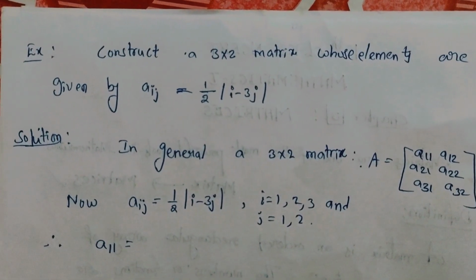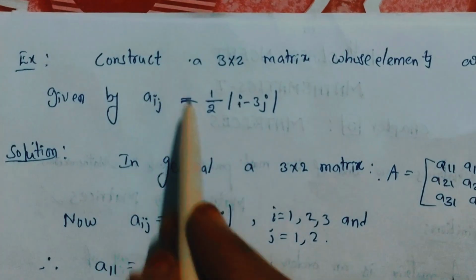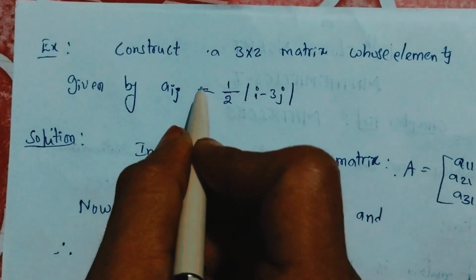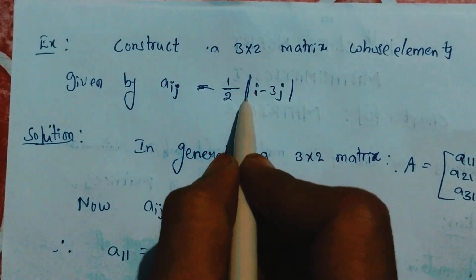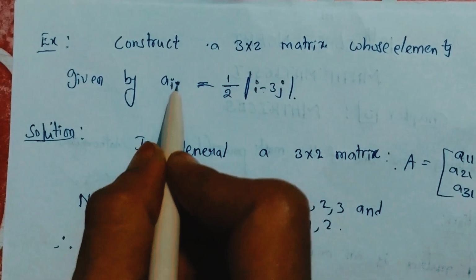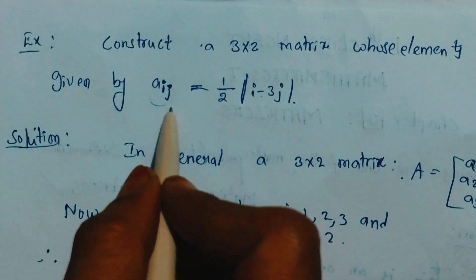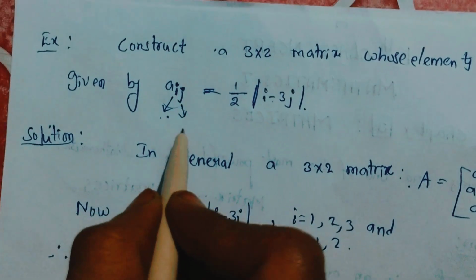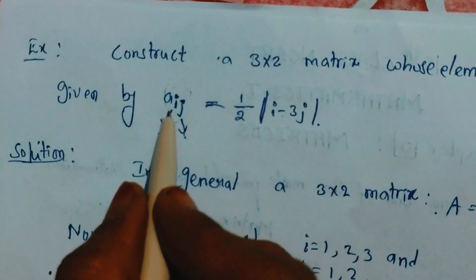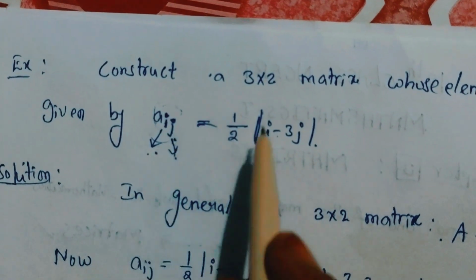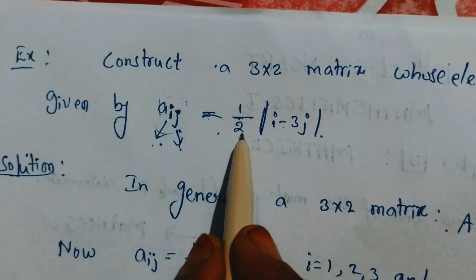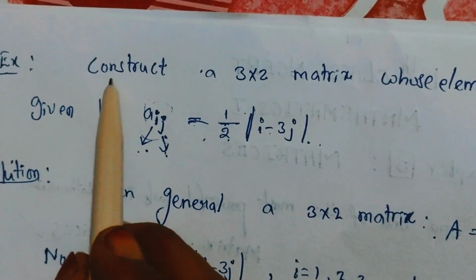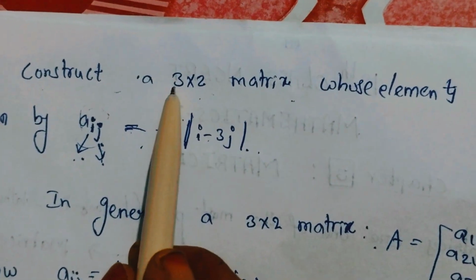Now we start with an example. Construct a 3 by 2 matrix whose elements are given by aij = 1/2 |i - 3j|. Here aij indicates one of the elements in the matrix, where i indicates the place of the row and j indicates the place of the column. This value is given by 1/2 times the modulus of i minus 3j. This is the given question: construct a 3 by 2 matrix. How many rows?